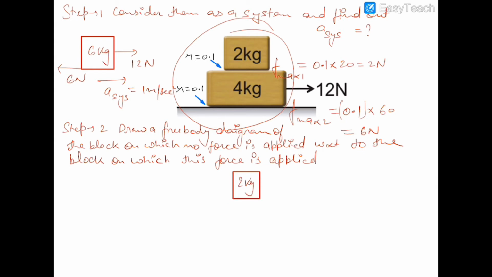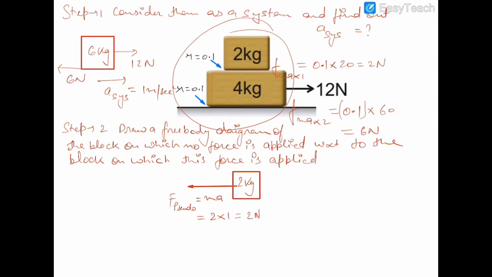there will be a pseudo force which will be acting on this 2 kg block in backward direction, because the acceleration of this 4 kg block is in forward direction, and this pseudo force F pseudo will be equal to MA, and it would be 2 into A which is equal to 1. So pseudo force will be equal to 2 newtons.